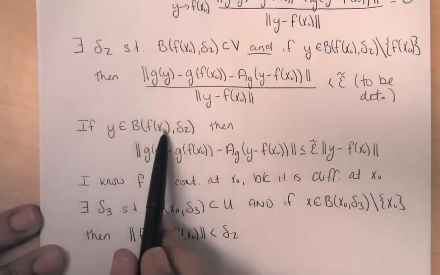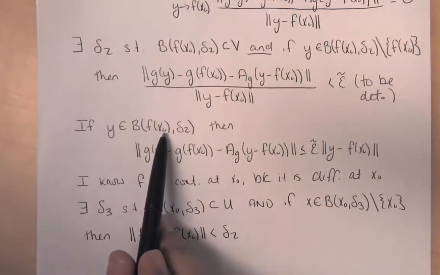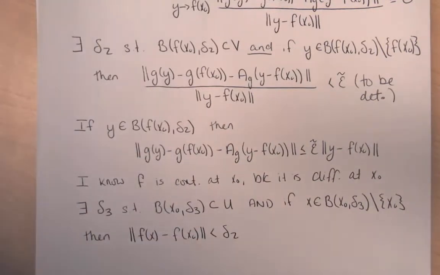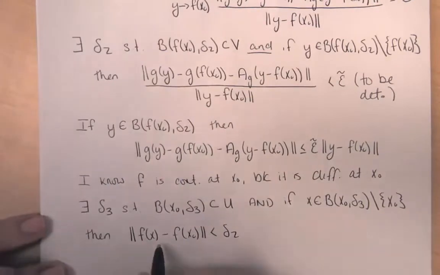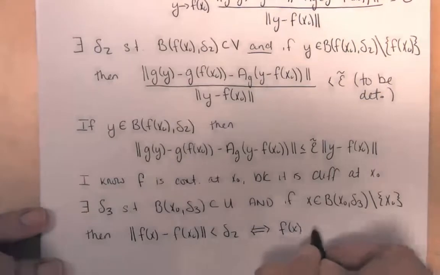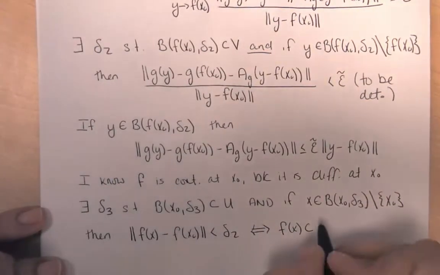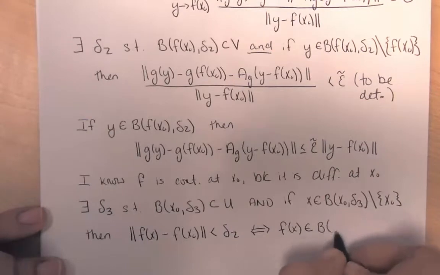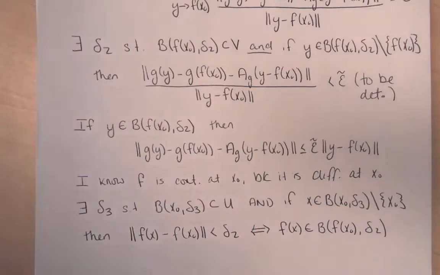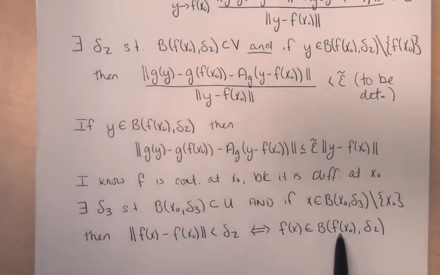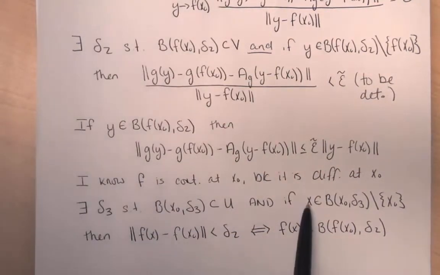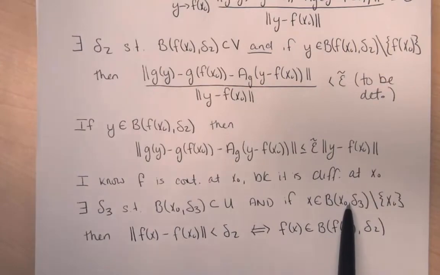Because I need to put f of x inside of this ball in order for that first term of my bound to be bounded. And that's exactly what this is saying. This is saying that f of x is within delta 2 of f of x naught. Now, I want f of x to be in this ball, which means x needs to be in this ball.